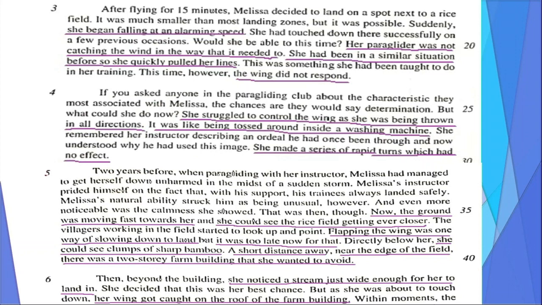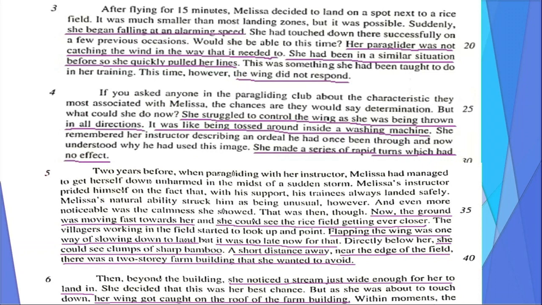This was something she had been taught to do in her training. That is not a problem. This time, however, the wing did not respond. That is another problem. So let's underline that. The next paragraph. If you ask anyone in the paragliding club about the characteristic they most associated with Melissa, the chances are they would say determination. So there is no point there because that's not a problem or that's not an action.